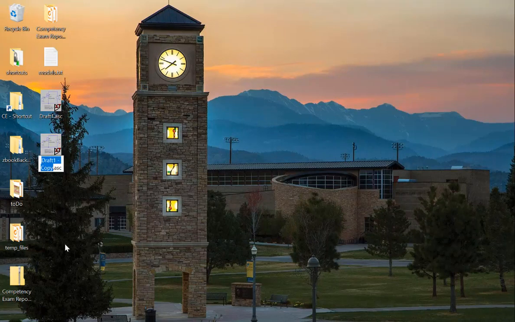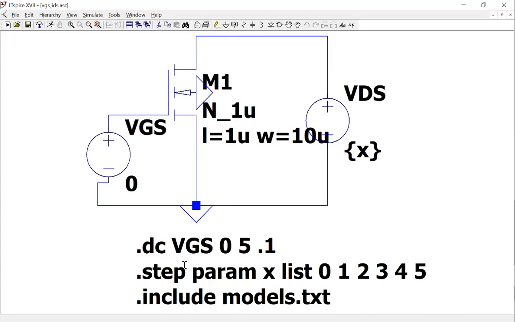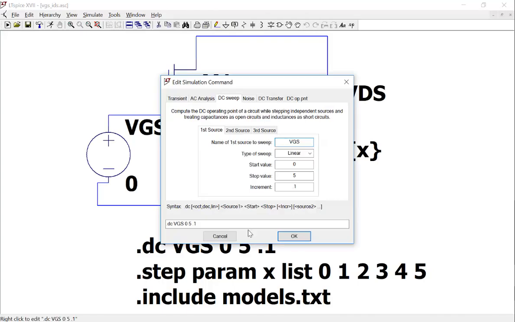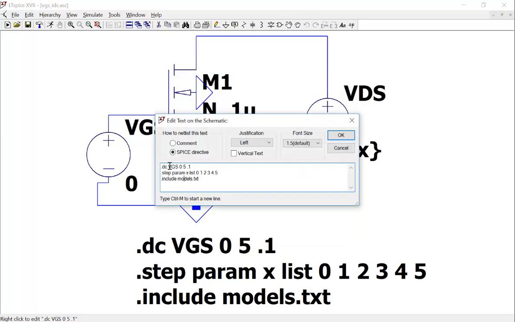I'm just making a copy of VGS, IDS. Because I'm doing a DC sweep for VGS, so I'm going to keep this one. This is the .DC sweep for the x-axis, and VGS is a parameter from 0 to 5 volts at 0.1 volt for each step. And since I'm not doing this command this time, I'll just delete it.